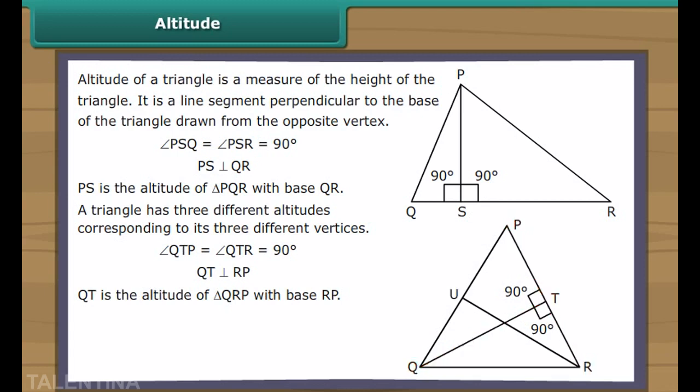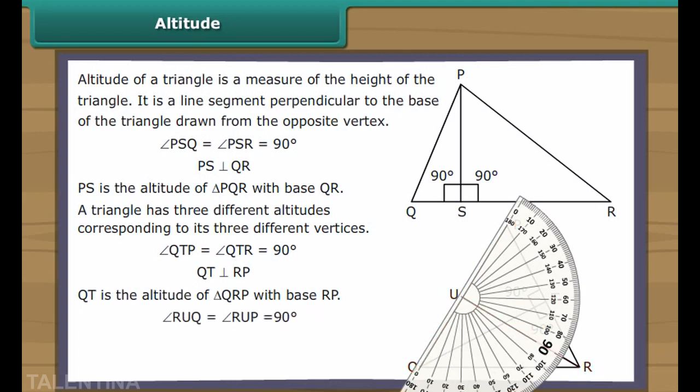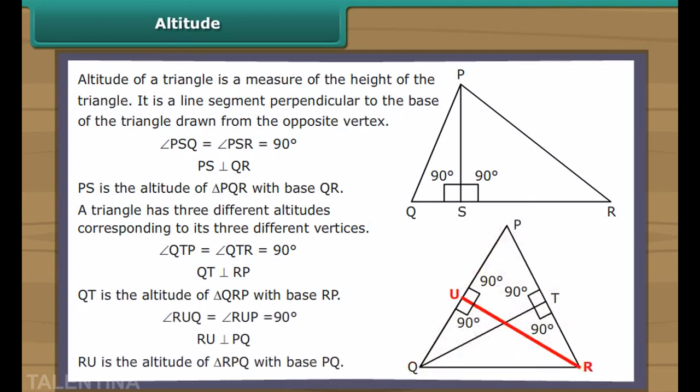We draw another line segment from R perpendicular to PQ at point U. It intersects PQ at right angles. Therefore, RU is the altitude of triangle RPQ with base PQ.